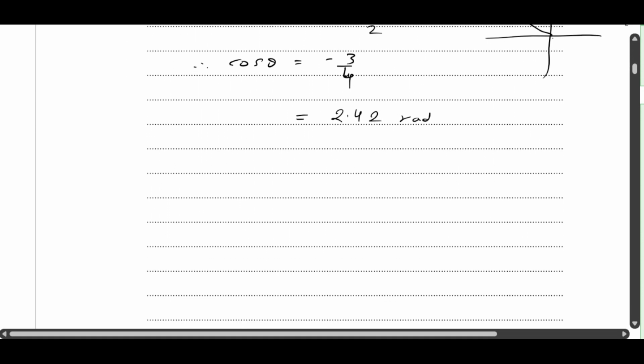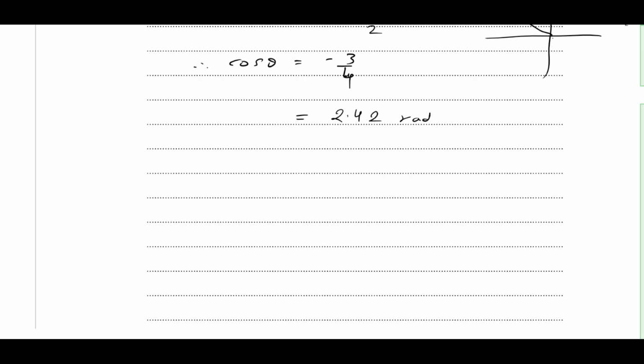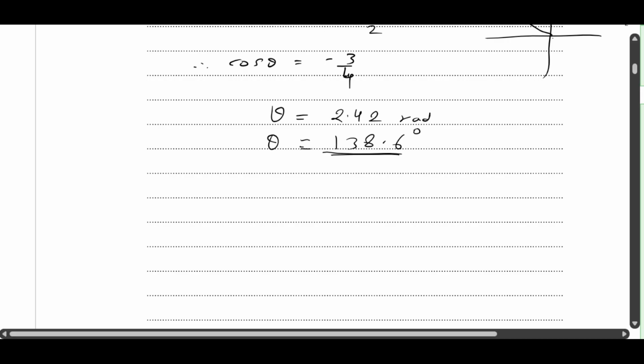So we are not finding it in radians, we are finding it in degrees. In that case, cos inverse minus 3 divided by 4 will give me 138.6 degrees. This is the value of theta. Okay, we get the value of theta over here, 138.6, right? Okay.